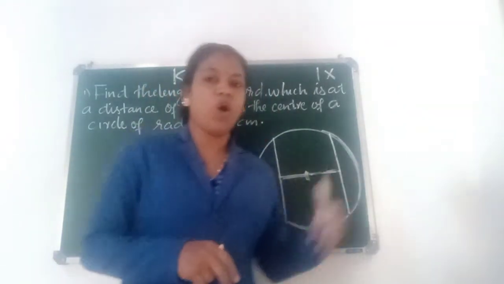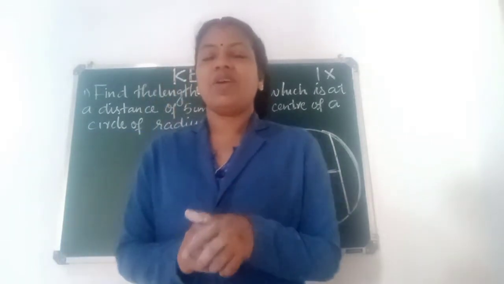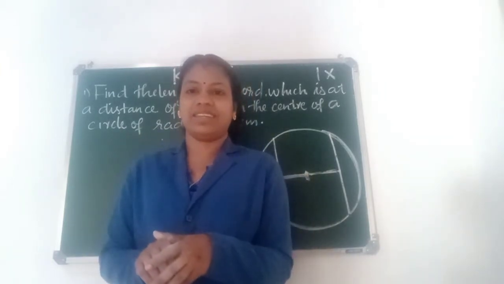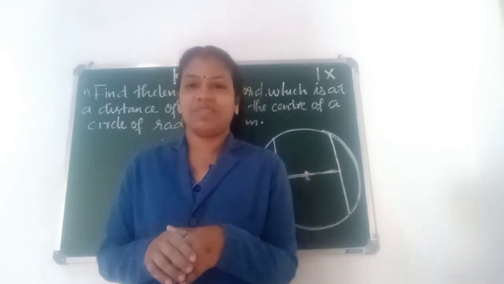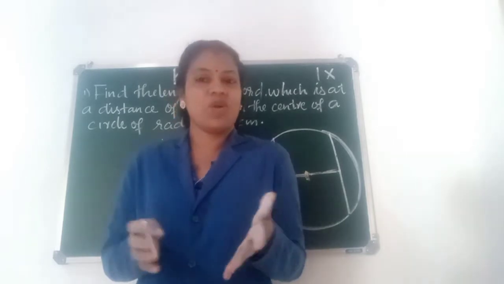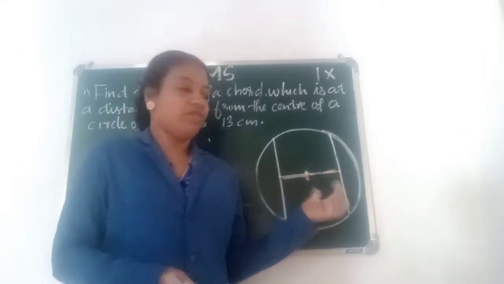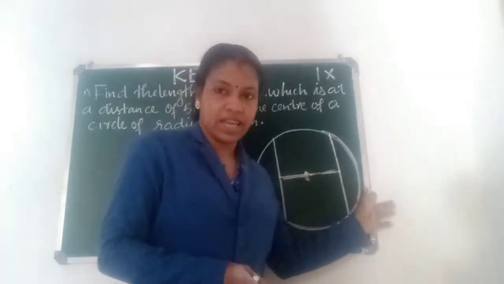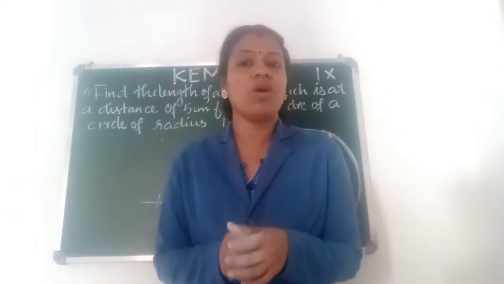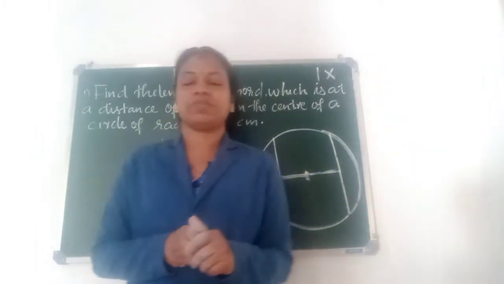Okay, can you say its converse? Just the opposite. Chords of a circle which are equidistant from the center are equal. If the distances are equal, then the chords are also equal. Clear? Third property.